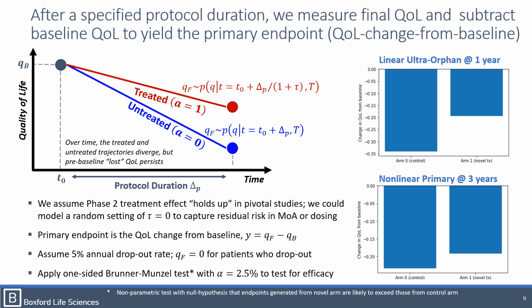The primary endpoint that we use is a change in quality of life from baseline. So a higher value of Y means that we retain more final quality of life and have clinical superiority. We model a 5% annual dropout rate, and for patients that drop out, assume pessimistically that their final quality of life is equal to 0, in line with what we might often see from regulators, and then apply a one-sided, non-parametric statistical test to test for efficacy.